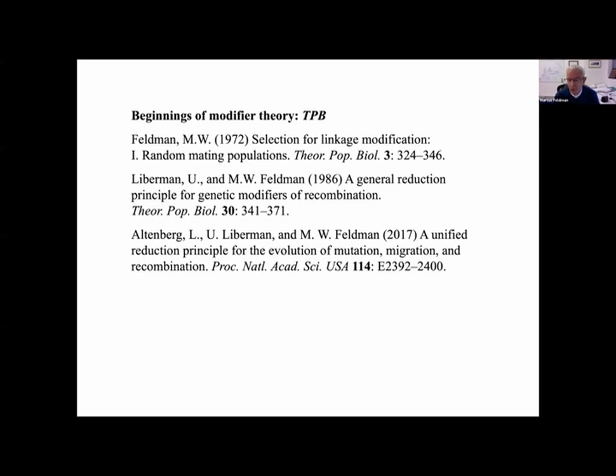That, of course, was a very particular kind of selection model, and it was generalized in 1986 when I worked with Uri Lieberman to show it worked for any recombination and selection regime. But during that interim, I had given to my student Lee Altenberg the problem to find out mathematically why there was a reduction principle. And in Lee Altenberg's thesis, he made quite a bit of progress towards that.